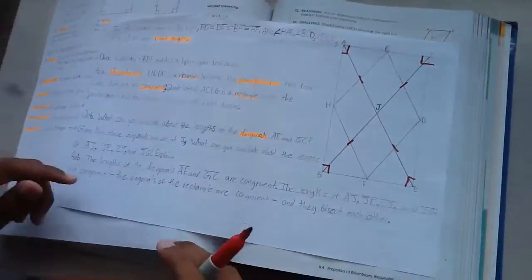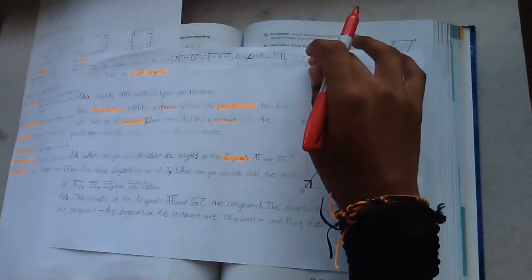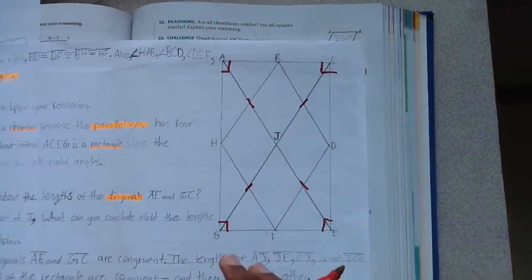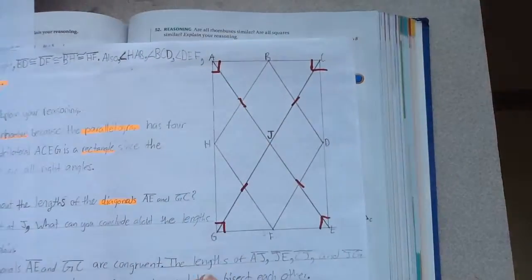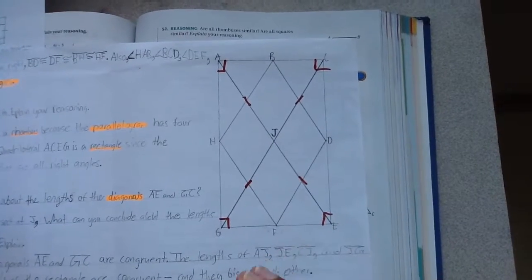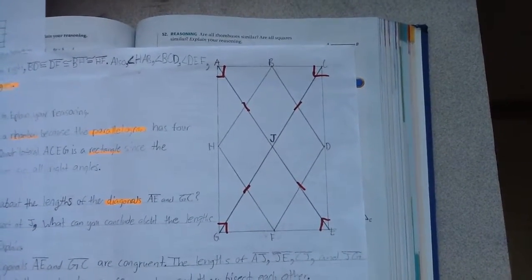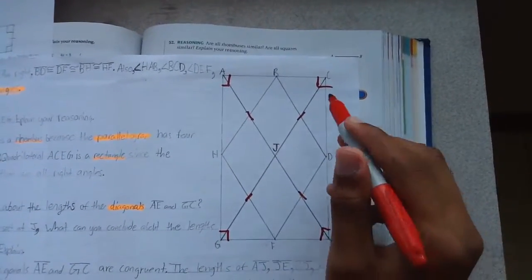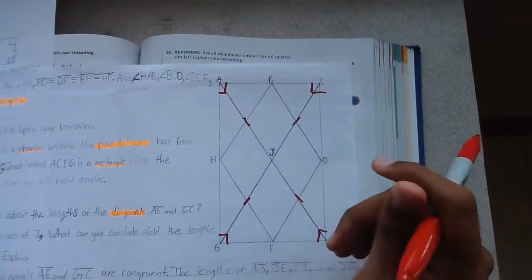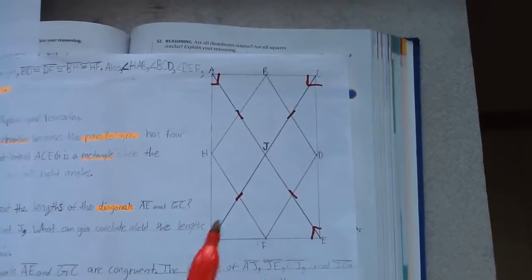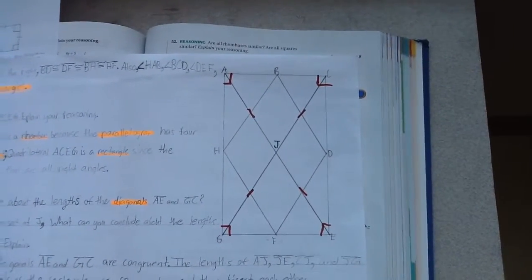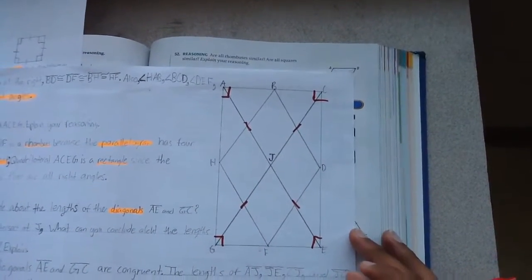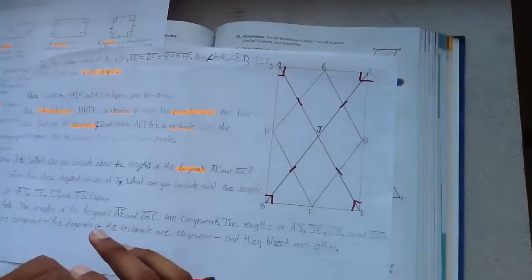Well, the answer I got was that the lengths of the diagonals AE, side to side, and GC are congruent. Both congruent because the rectangle window is congruent. The lengths of AJ, JE, CJ, and JG are also congruent because each is only half of the diagonal, and the diagonals of the rectangle are congruent. So, basically, in the end, they all bisect each other.